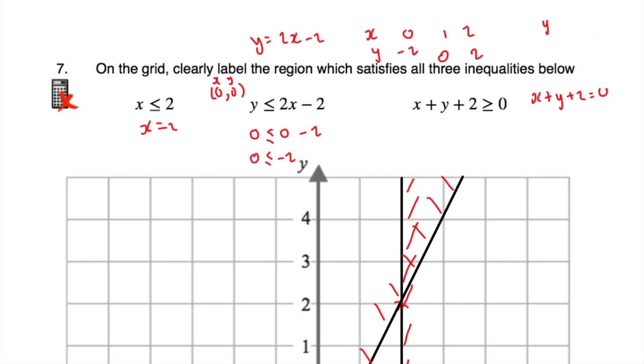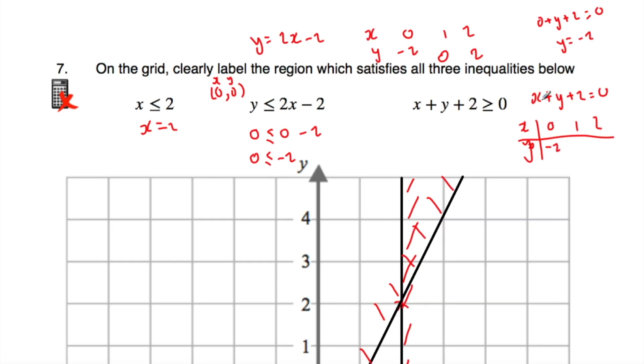I'm actually just going to leave it as it is and do an xy table for this. So x and y, 0, 1, and 2. So x plus y plus 2 is equal to 0. If x is equal to 0, we get 0 plus y plus 2 is equal to 0. Here y would have to be equal to negative 2, because if y is equal to negative 2, we're going to get 0 plus negative 2 is negative 2, plus 2 is 0, and that equals 0. So if x is equal to 0, y is going to have to be equal to negative 2.